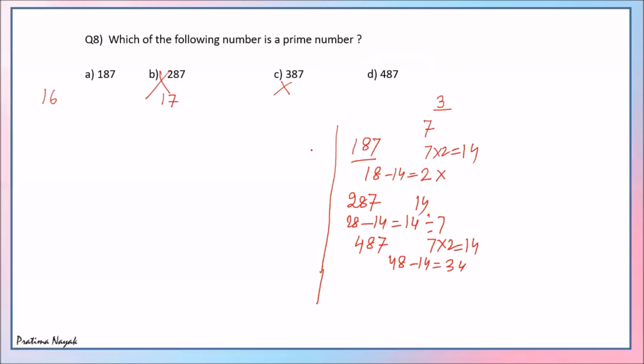So 7 we finished. Then for 11. For 11, what will you test? I told you for 11, what you take? You take the unit place digit and hundred place digit. What is the sum here? It is 8. And the middle one is also 8. So they are equal. So this number 187 is divisible by 11.